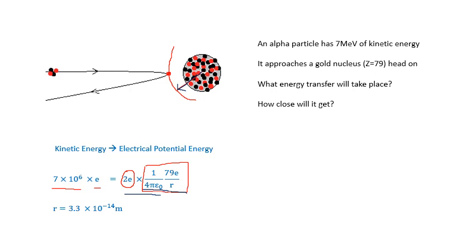And if you work out R, you get about 3 times 10 to the minus 14. That's actually called the distance of closest approach. It's not the size of the gold nucleus, but we do know that the gold nucleus must be smaller than that. So it's good evidence that nuclei are an awful lot smaller than atoms.